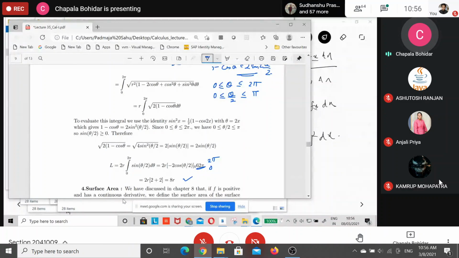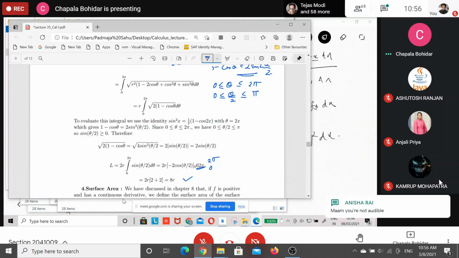Two times 1 minus cos theta, it is 2 sin square theta by 2, so it is root of 4 by 2. So I'm getting here 2 into sin theta by 2. I'm putting the value here.